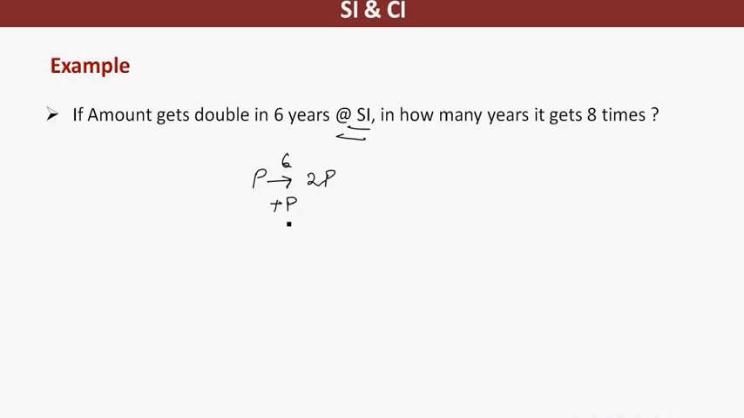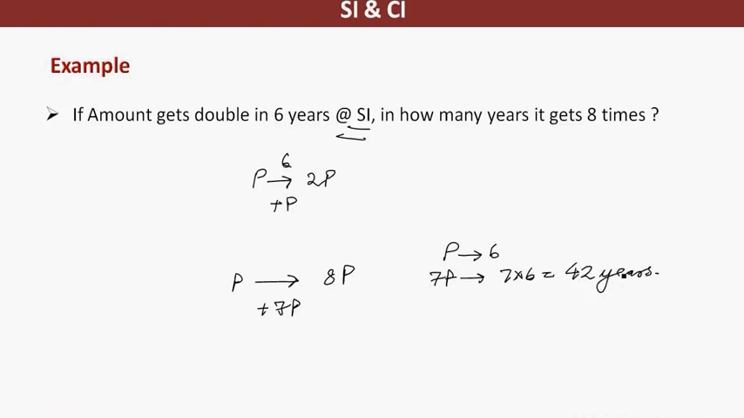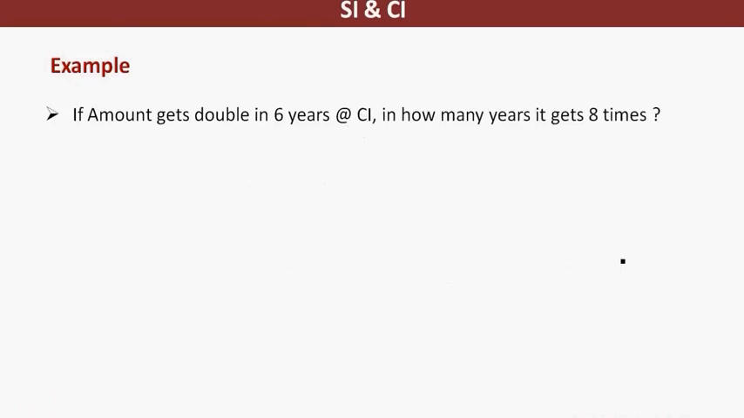And this is happening at SI. Similar question, that means P is added in 6 years. If you want P to give you a value of 8P, that means 7P has to be added. P is getting added in 6 years, next 6 years P, next 6 years P, 7P. It will take me 7 into 6, 42 years for the money to become 8 times of the original.